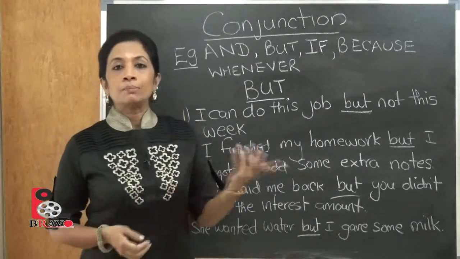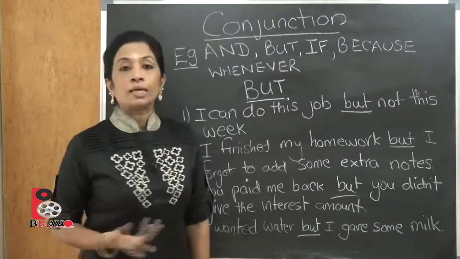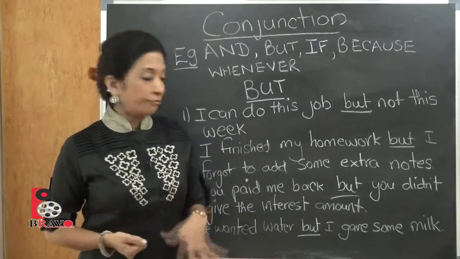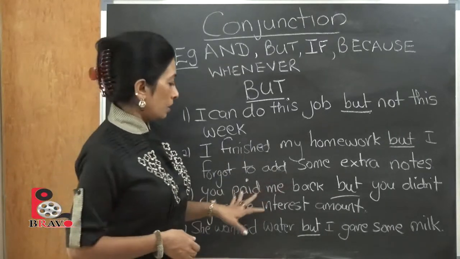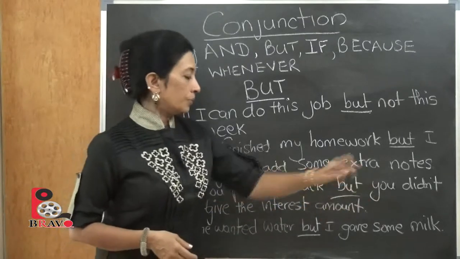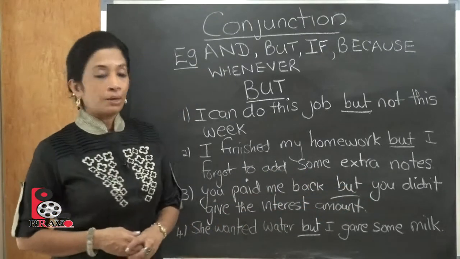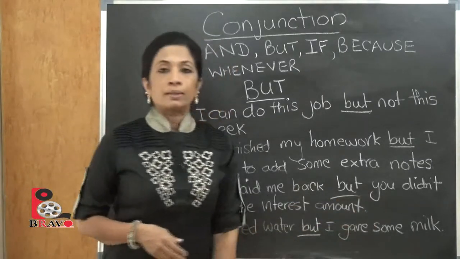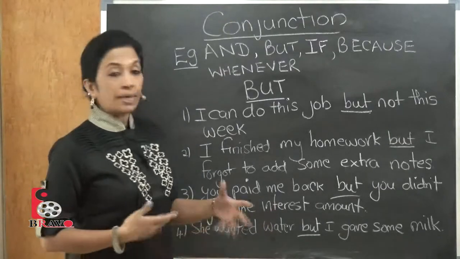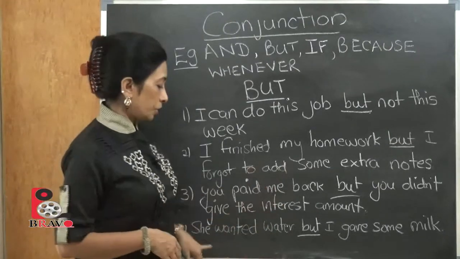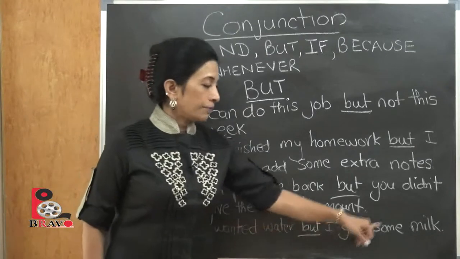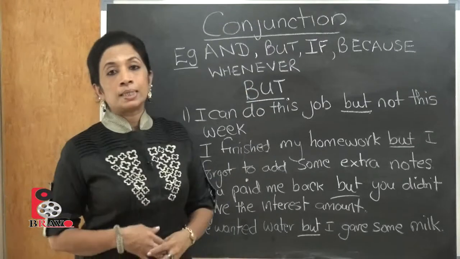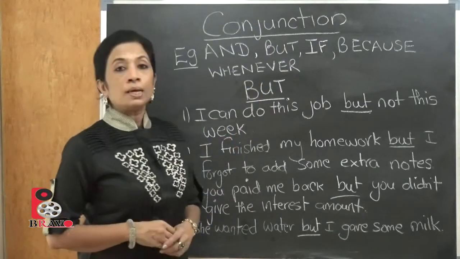But there was a term between he and me that he had to pay me interest. So I am saying to him that you gave me the money, fair enough, but you did not give me the interest. So you paid me back, but you didn't give the interest amount. She wanted water, but I gave her some milk. She wanted water, but I didn't give her water, I gave her milk. So this is just a few examples of the many we can see with the conjunction word called but.